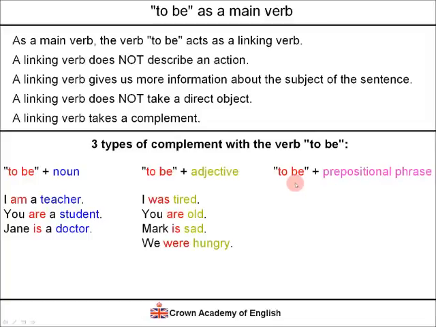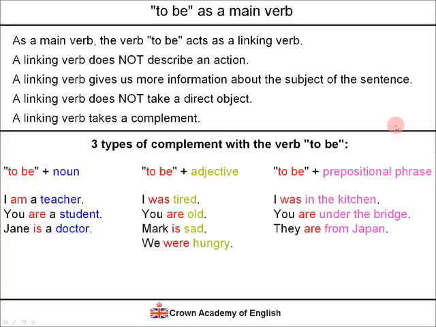And finally, we can have the verb to be with a prepositional phrase. I was in the kitchen. You are under the bridge. They are from Japan. So here are the prepositional phrases in pink. And before it, we have the verb to be, acting as a linking verb. And this is the past, this is the present, and this is the present.